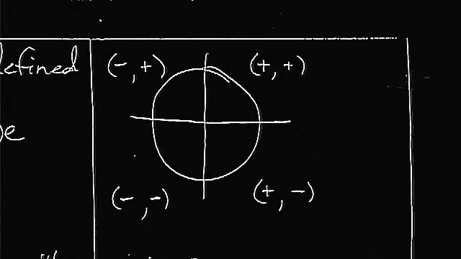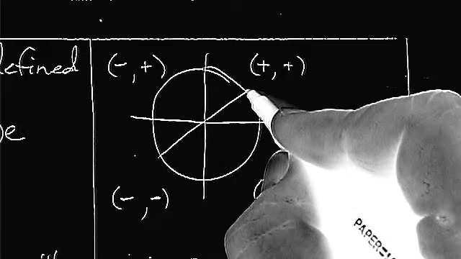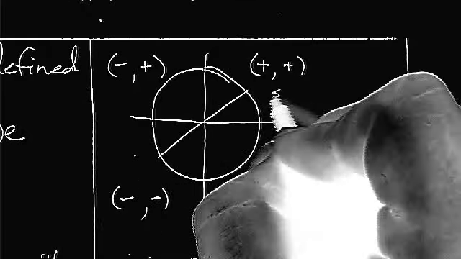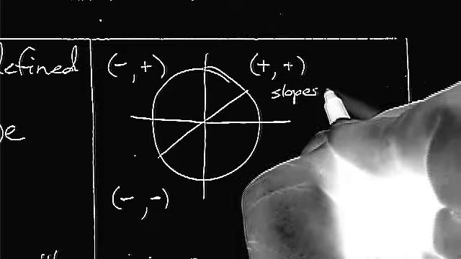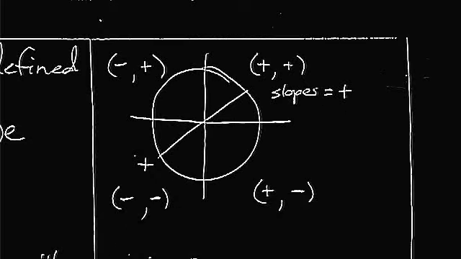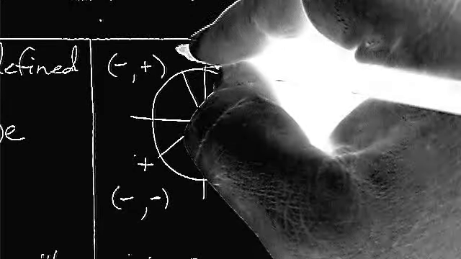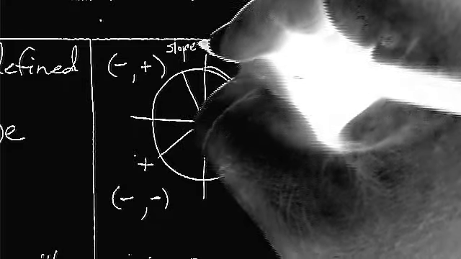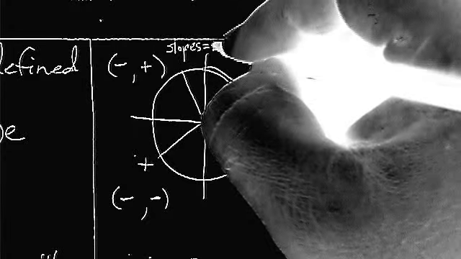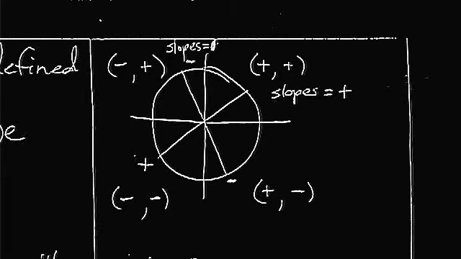Now what about the slopes? The slopes of these lines in these two quadrants are going to be positive here and a positive slope there. What about the slopes of these lines? That's a negative slope. Sorry. It's a negative slope and a negative slope.